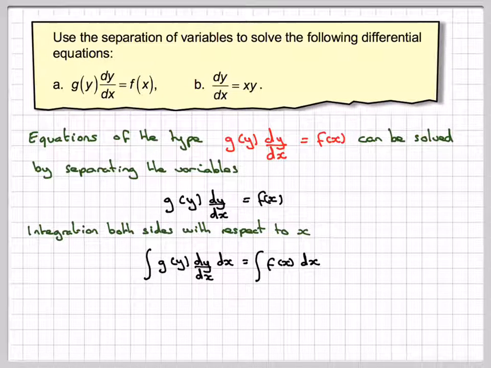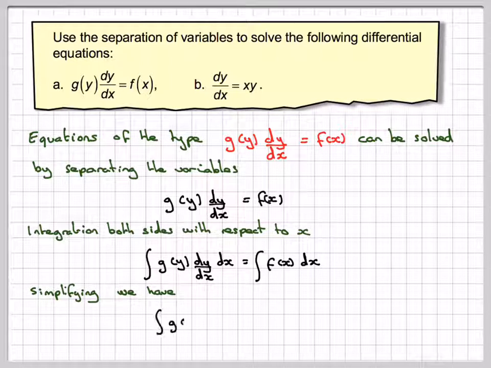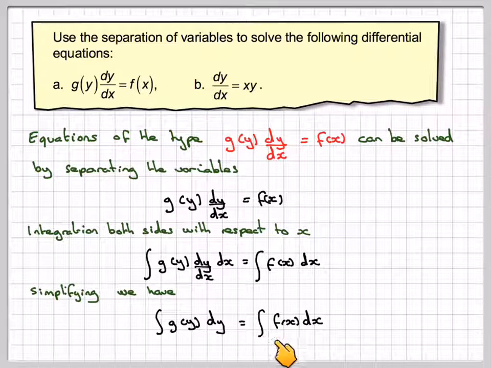Now you might see here we're going to end up simplifying this side. We're going to have the integral of g of y dy is equal to the integral of f of x dx, and this then you can integrate with respect to y, and there you can integrate with respect to x. Let's see how it works.